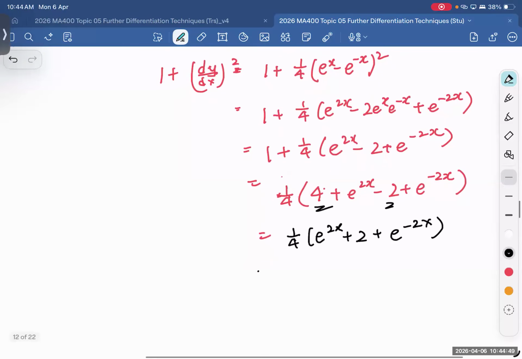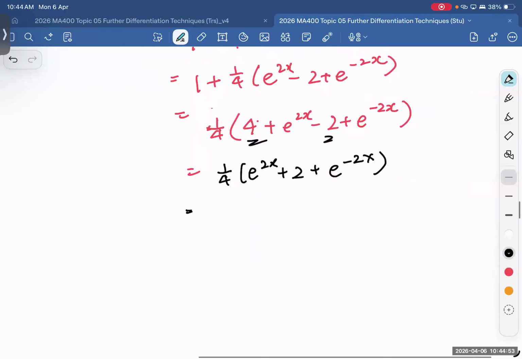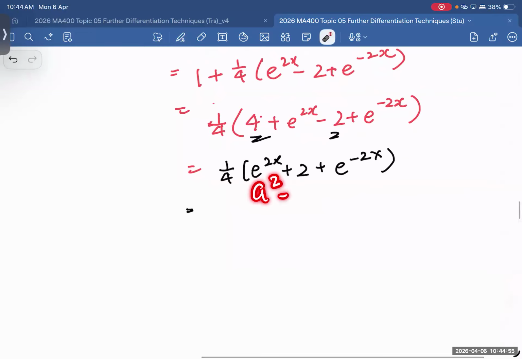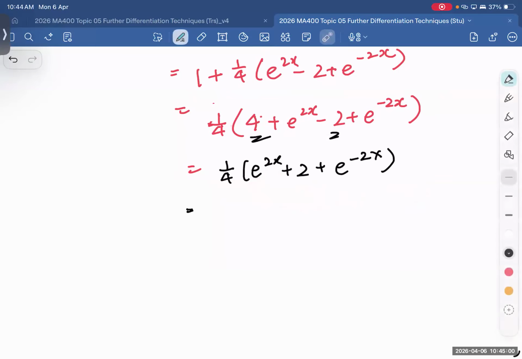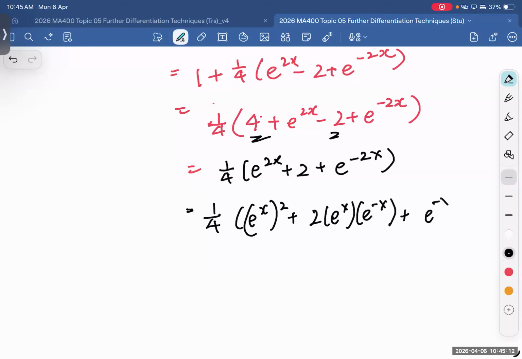Now here comes the hint that I gave many of you. Which is the same as a squared, this is 2ab, this is b squared. Those who watch Taiwanese game shows, okay. So this is a squared plus 2ab plus b squared.